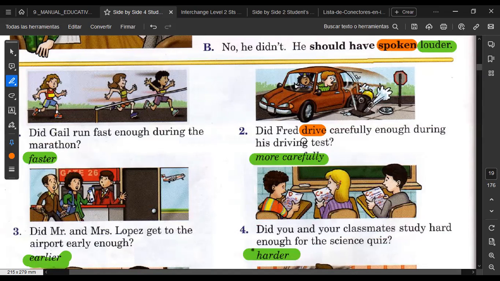So, for example, drive, so you're going to use, en vez de spoken, drive in past participle. But run, pero en past participle aquí. But get to the airport early, aquí sería get, study. Entonces, usted tiene que identificar el verbo en la oración y ponerle en pasado participio después del should have.